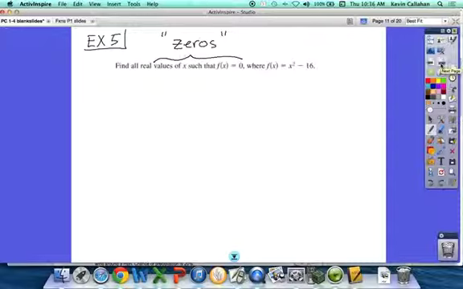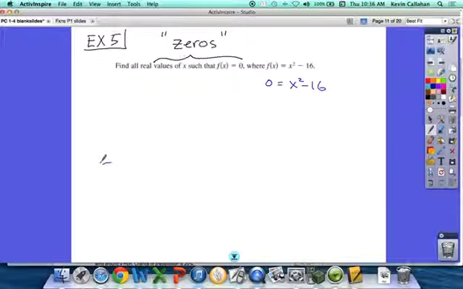Okay, what do I mean by zero? When you're given a function like this, what does it mean to say find the zeros? It means to find all the x values that make the function equal 0. So if you substitute here for the f of x, make it 0. Not f of 0. Make the whole thing 0. That's what it means to find the zeros. So plug in f of x equals 0 and solve it.